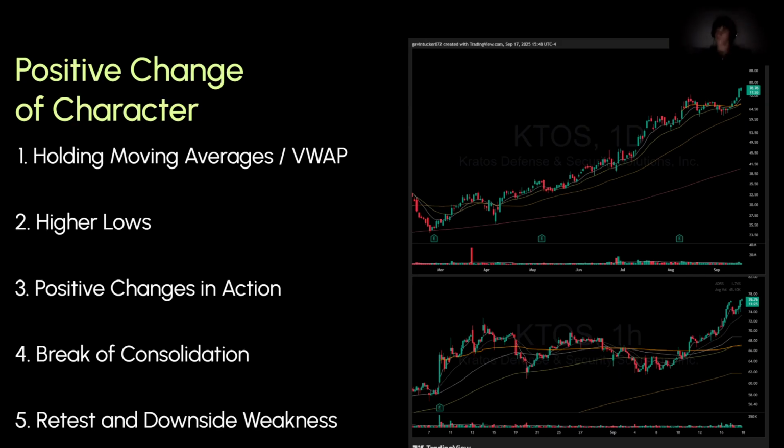And then, so as far as once you've looked at an individual stock, you're looking for that final positive change of character is what I would refer to that as. So as the stock is moving, I want to see it holding moving average, or as the stock is consolidating, I want to see it holding moving averages or VWAP. I want to see it start to create higher lows, positive changes in action, break of consolidation, retest and downside weakness. Those are sort of the 5 things that I want to see.